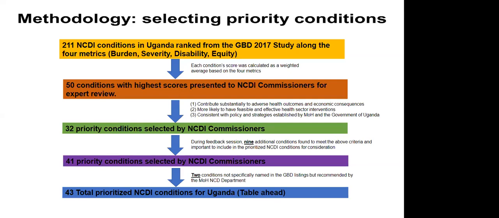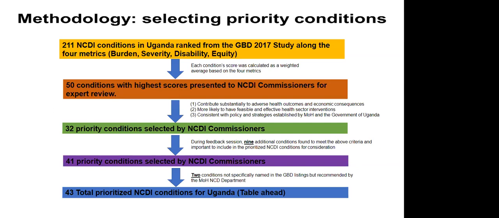One, does a condition contribute substantially to adverse health outcomes and health and economic consequences? Is the condition more likely to have feasible and effective health sector interventions? Meaning, is it possible to implement? It will not really require a lot of resources, and the impact at least would be palpable. It's not something that, for example, you need to do so much to achieve very little.